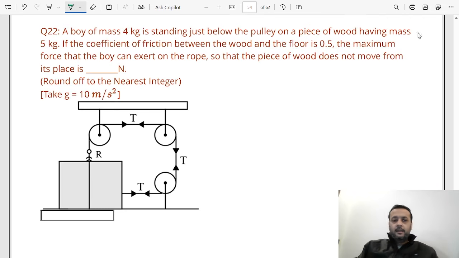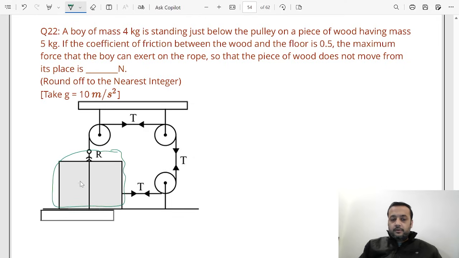Here what is happening? There's a boy who is pulling the rope, and the coefficient of friction between the wood and the floor is 0.5. We have to find the maximum force that the boy can apply so that the block does not move. Mass of the boy is 4 kg, mass of the block is 5 kg. If I consider boy plus wood as a single system.